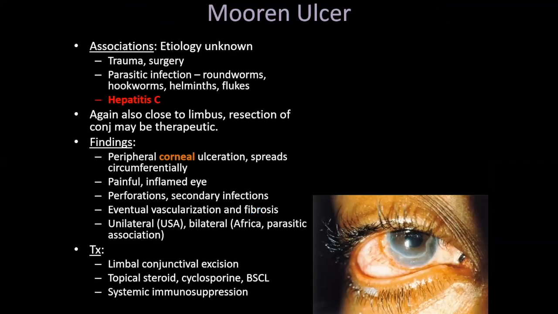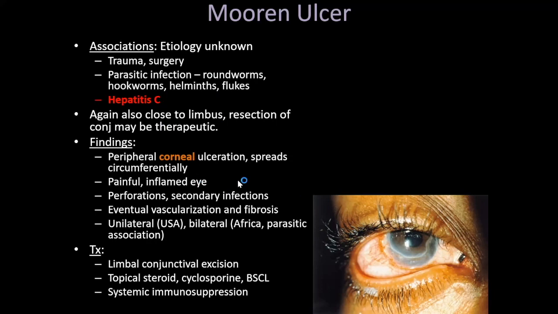Now, Mooren's ulcer. The difference between PUK and Mooren's is that Mooren's is of unknown etiology, but it may be triggered by trauma, surgery. There have been publications that link Mooren's to parasitic infection, particularly in African populations. The role of hepatitis B is debatable. It has been debated by some authorities. This is close to the limbus, and then resection of the conjunctiva tends to be therapeutic.